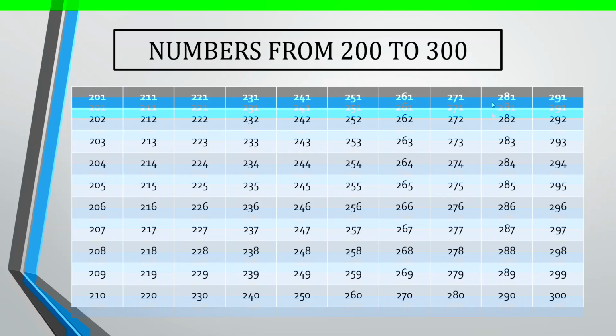Let's begin. You can start the numbers from 281 to 290. 281, 282, 283, 284, 285, 286, 287, 288, 289 and 290. Now you have to count the last numbers, 291 to 300.